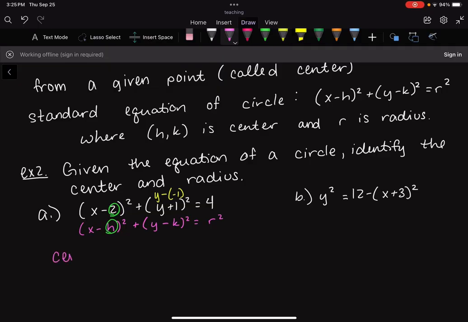So my center will be (2, -1). So h comma k. My radius, be careful that 4 is r^2. So if we want just the radius, we just want r. So it'd be the square root of 4. So that would be 2. So my radius here is 2.